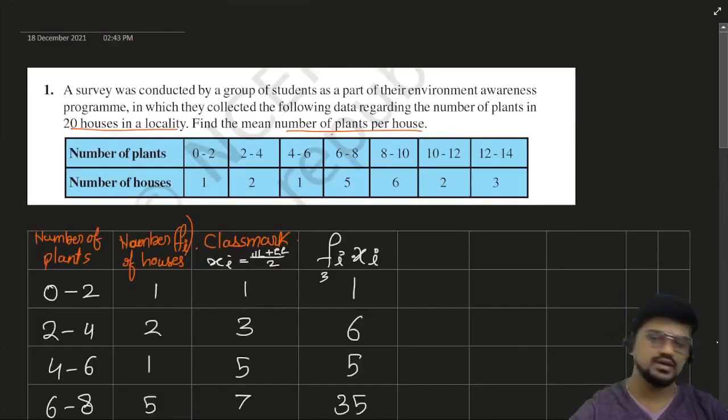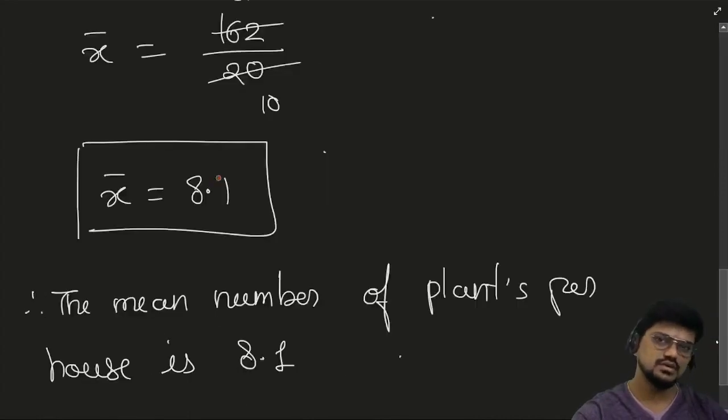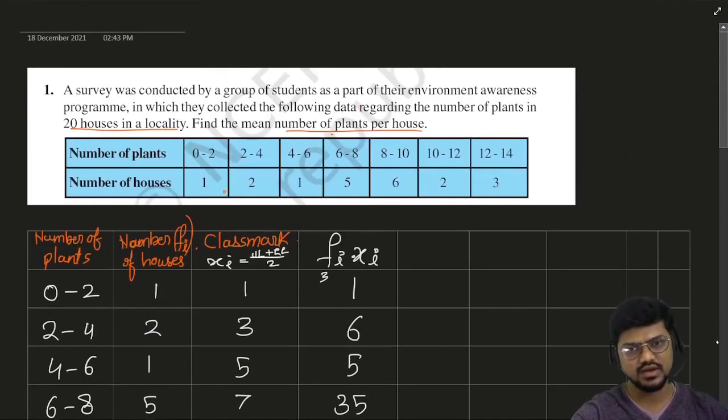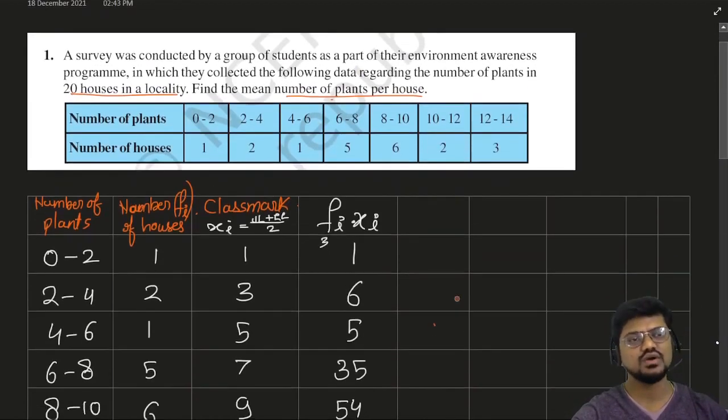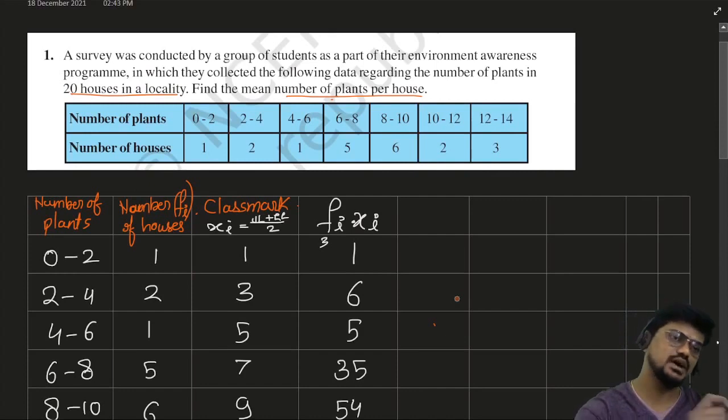Okay. See over here. Since this is the first question, that's why I'm explaining it again. They have given the number of plants from 0 to 2, 2 to 4, 4 to 6 and so on, right? And the number of houses: for 0 to 2 plants they found only one house, for 2 to 4 plants two houses, for 4 to 6 plants one house, right?